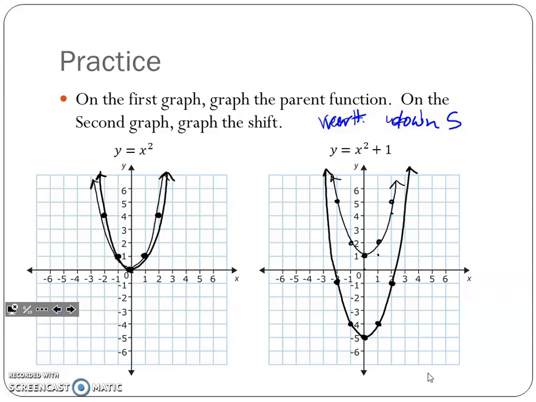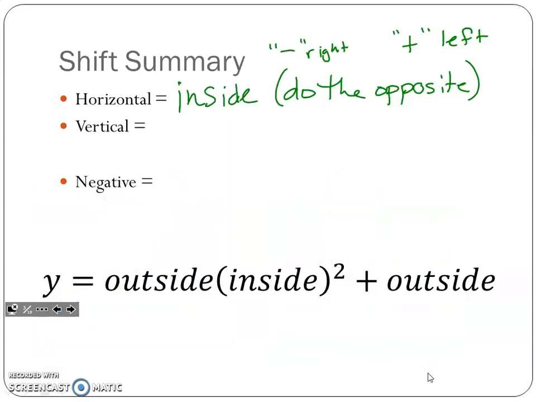Okay? So if we go back to that summary page, horizontal, we said that was on the inside and we did the opposite. Vertical is going to be referring to things that are on the outside. So the examples that we saw were things that were added or subtracted, and those cause a vertical shift to happen.